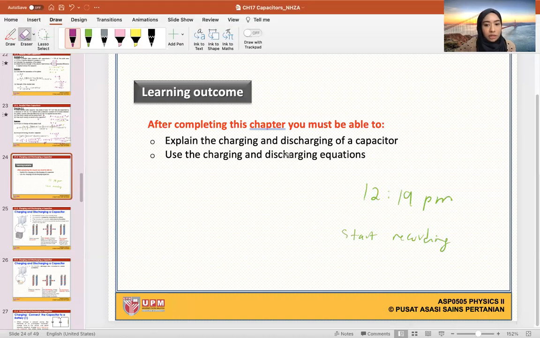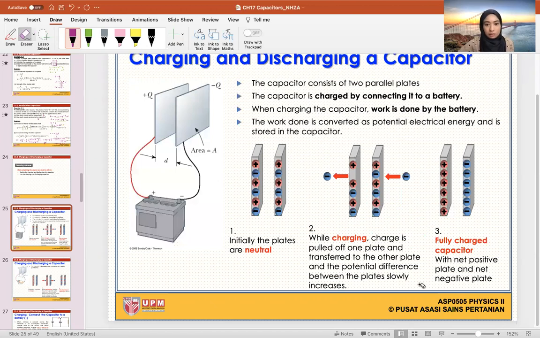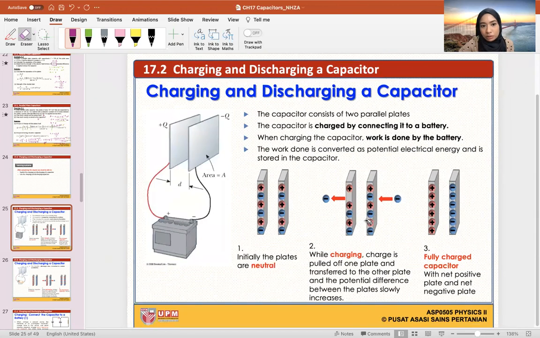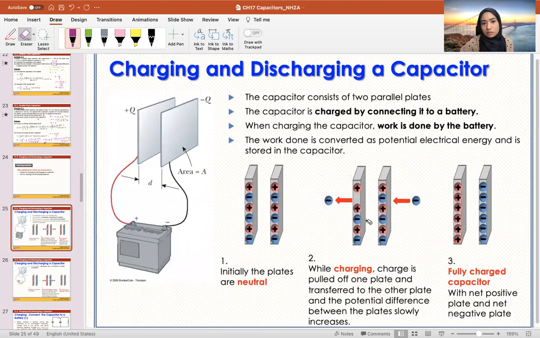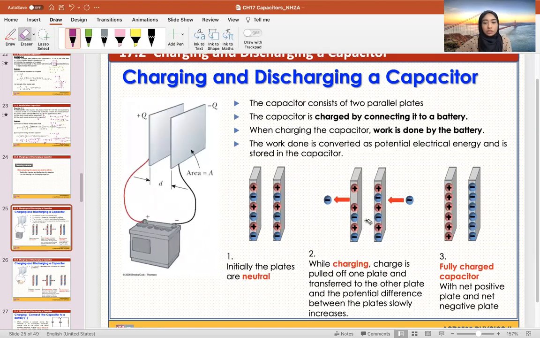Now we are doing the charging and discharging of a capacitor. So previously we talked about a capacitor when it is connected to a battery, right? So let's take a look at that. Let me make this smaller so that we can see all the words. Okay, so this is charging and discharging of a capacitor. Am I recording? Yes. So a capacitor consists of two parallel plates. At this point, it will be surprising if you don't know this. Okay, two parallel plates ni wajib.